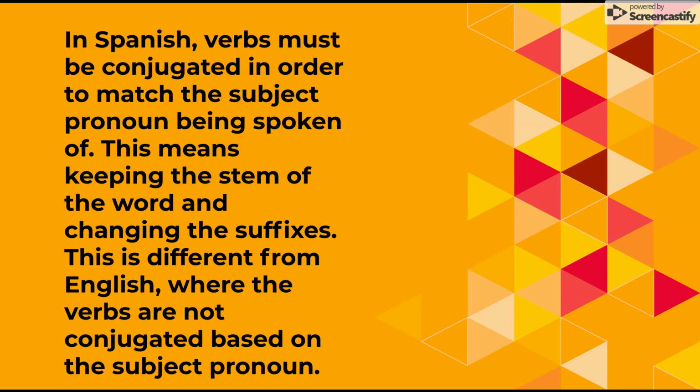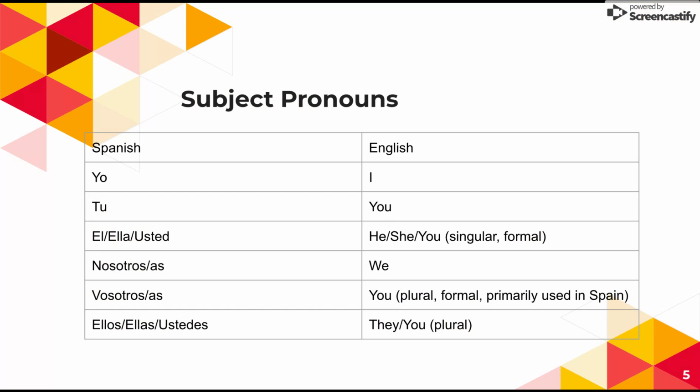In Spanish, verbs must be conjugated in order to match the subject pronoun being spoken of. This means keeping the stem of the word and changing the suffixes. This is different from English, where the verbs are not conjugated based on the subject pronoun. Now, conjugating verbs in Spanish is all about focusing on the subject pronoun the verb is referring to.